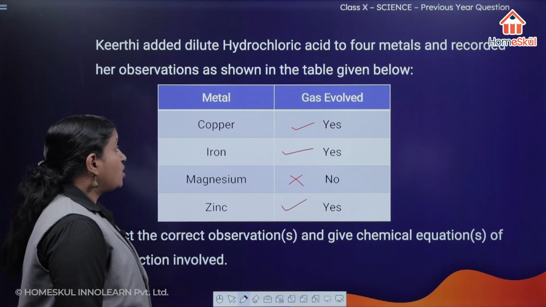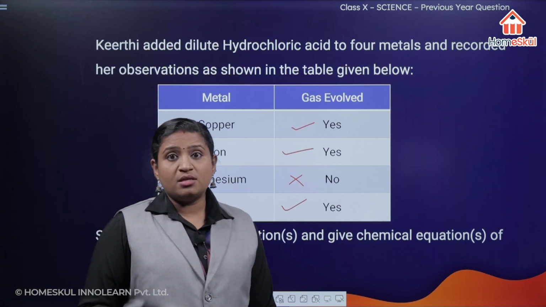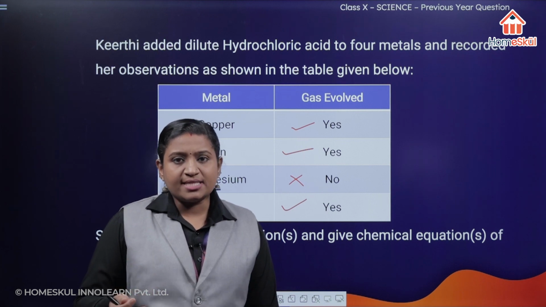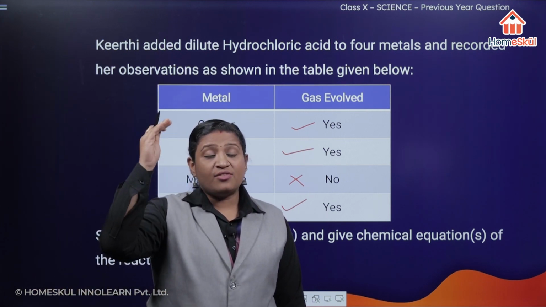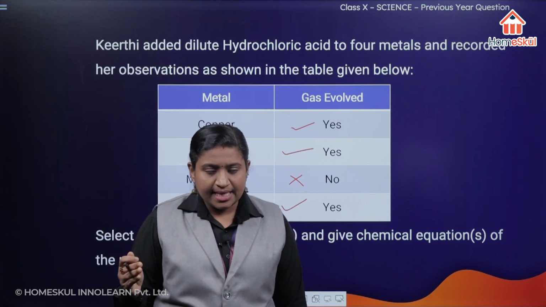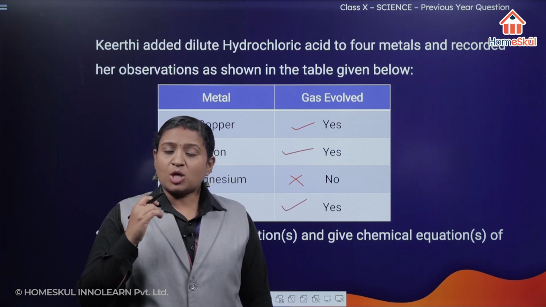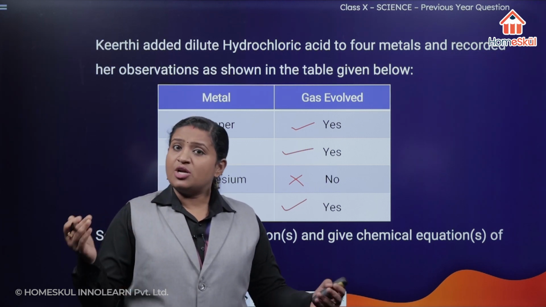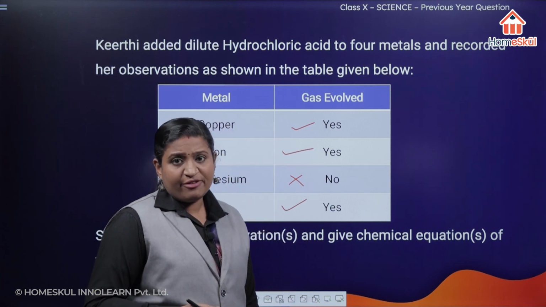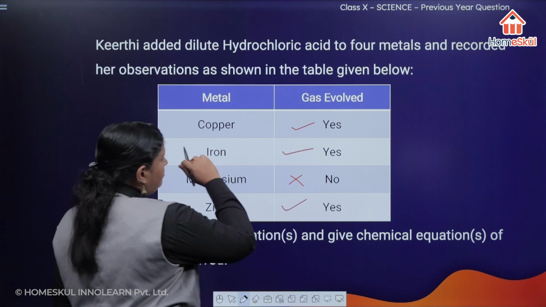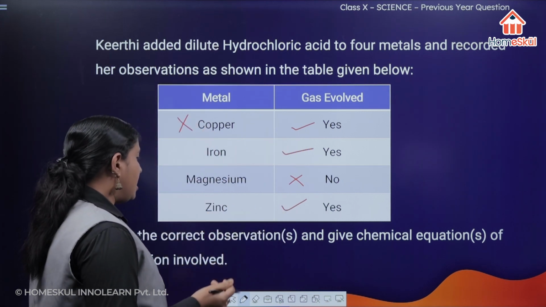Look at the first one, copper. Does copper react with hydrochloric acid? No, isn't it? Because copper is less reactive than hydrogen. And when you think about the reactivity series, copper is placed below hydrogen. Since copper is less reactive than hydrogen, no displacement occurs. As a result, no gas will be evolved. So, here you will not be able to get the chemical equation.